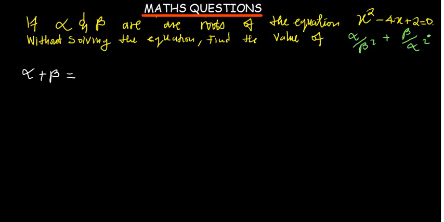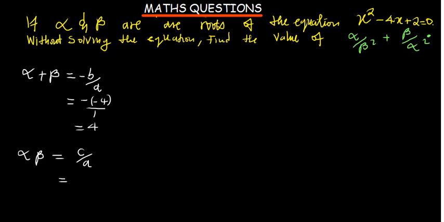And you know that alpha plus beta is given by negative b over a. So in this case, b in this question is negative 4 and a is 1. So that will just be 4. And then you need to find the product of the roots, alpha beta, which is given by c over a. And c in this one is what? 2, a is still 1. That is going to be 2. Are we good?